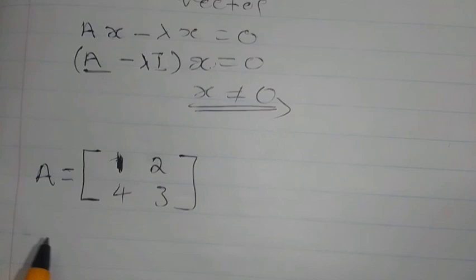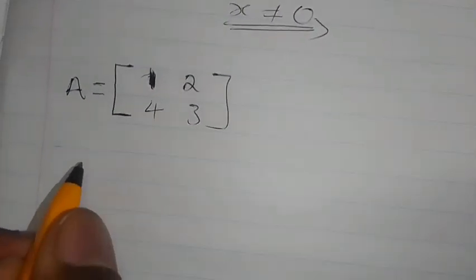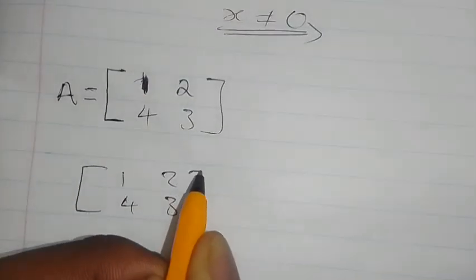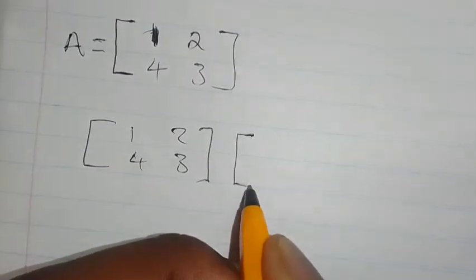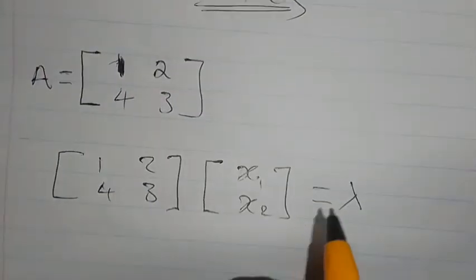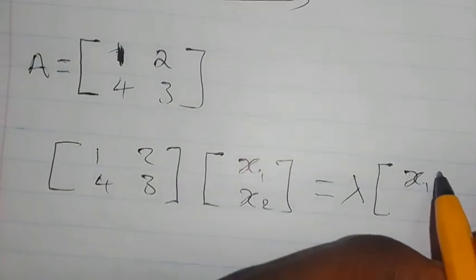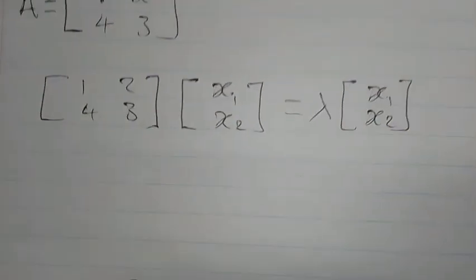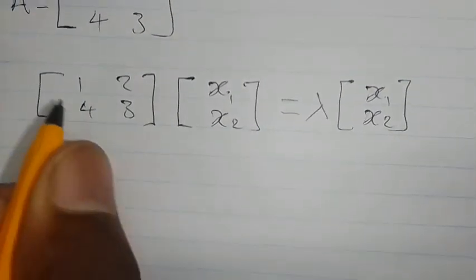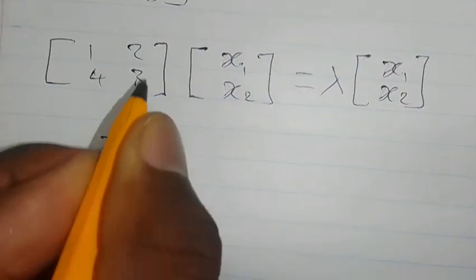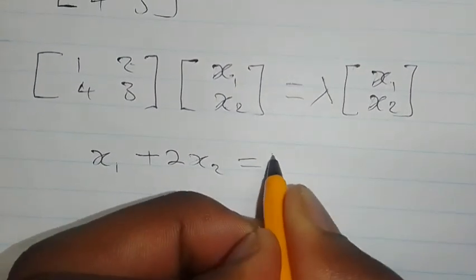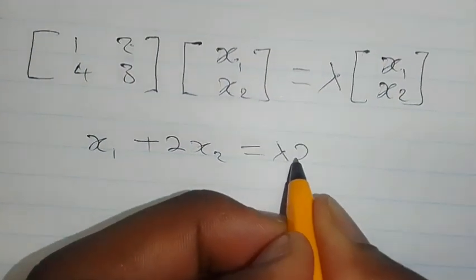Now what we're going to do is rewrite that in augmented matrix form. Remember, 1, 2, 4, 3 is a 2 by 2 matrix. So you'll have x1 and x2, and then an equal sign, λ, and then x1, x2. Then you simplify this and go back to writing it in linear form, a linear equation. So you'll have 1x1, which is just x1, plus 2x2, and this will be equal to, multiplying inside, λx1.